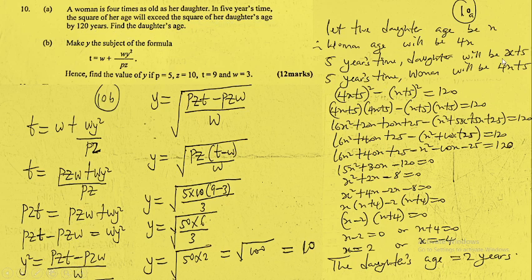So that means when I find the square of the woman's age and the square of the daughter's age in 5 years time, then the difference between them will be what? 120.